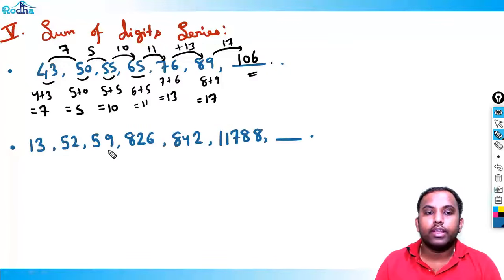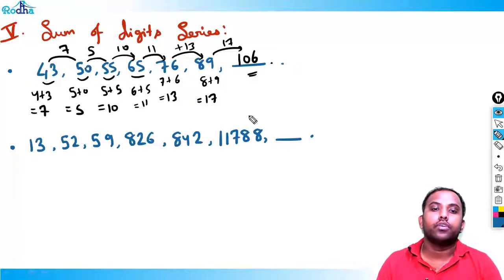Now this is a question here: 13, 52, 59, 826, 842, 11788, right? You just pause the video and try this question for 2 minutes. It's a very good question, okay? You can clear the logic, get the logic, it's very good. Okay, I will solve it.